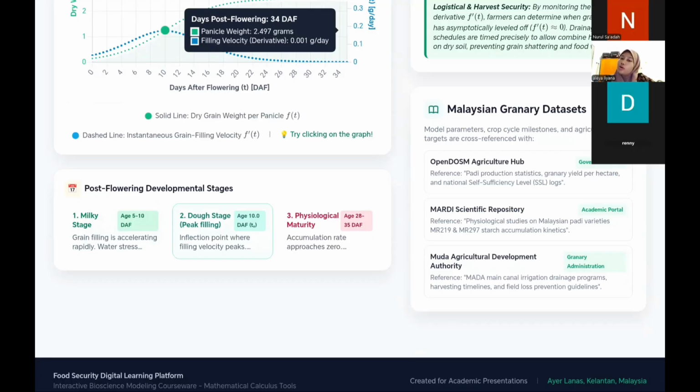Open DOSM Agriculture Hub, Mardi Scientific Repository, Mudra Agricultural Development.